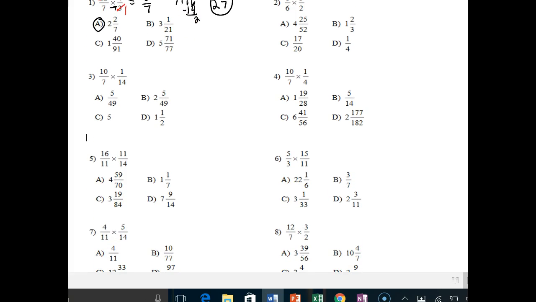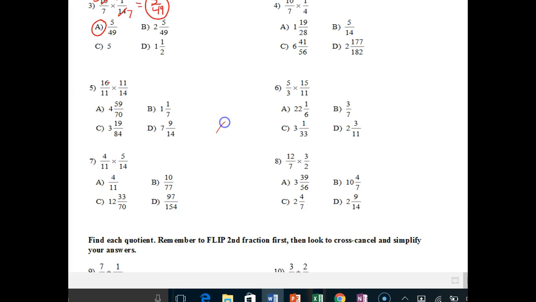Number 3. Again, look to cross cancel first. I could do 10 times 1 and 7 times 14 and then get a huge fraction I would have to simplify. So can I divide 10 and 14 by anything? Yes. I can divide them both by 2. 10 divided by 2 becomes 5. 14 divided by 2 becomes 7. So I can't do anything with 7 and 1. So I'm going to go ahead and multiply straight across. 5 times 1 is 5. 7 times 7 is 49, excuse me. And I'm done. So A.